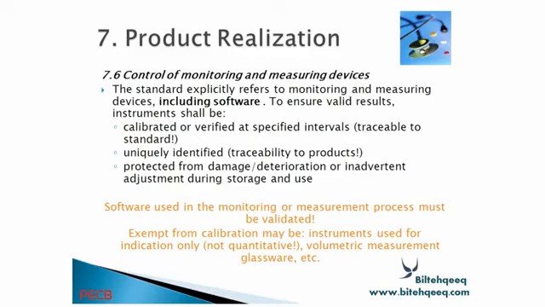Instruments shall be calibrated or verified at specific intervals, traceable to standards, uniquely identified for traceability to products, protected from damage, deterioration, or inadvertent adjustment during storage and use. Software used in monitoring or measurement process must be validated. For example, for calibration may be instruments used for indication only, not quantitative volumetric measurements, glass scales. So every instrument you are using for measurement must be calibrated.